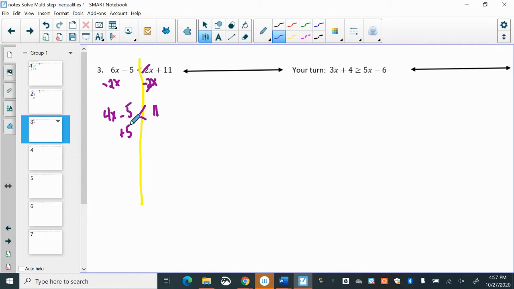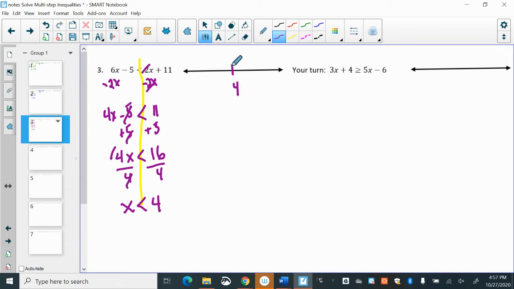Add the 5 over. These guys cancel. We get 4x is less than 16. We're almost done. We need to go ahead and divide through by 4. Because we're dividing by a positive number, the inequality does not flip. And we get x is less than 4.